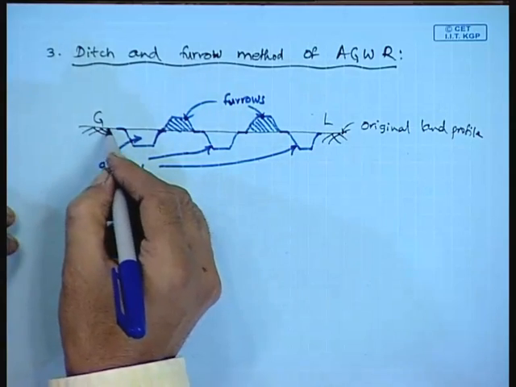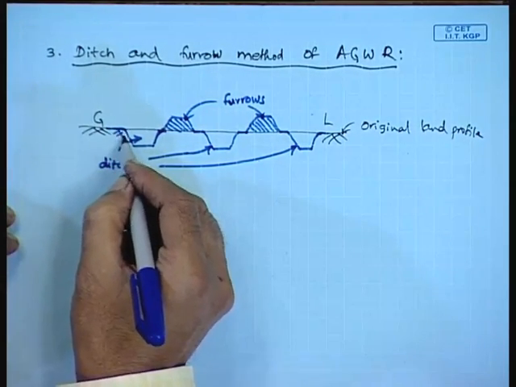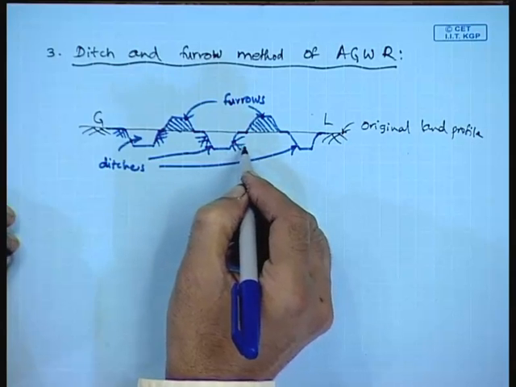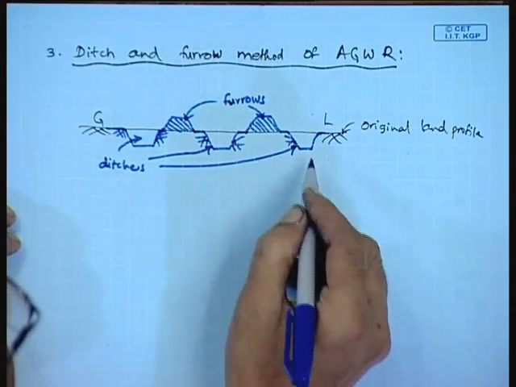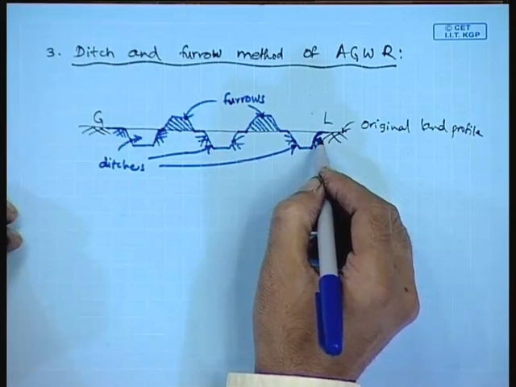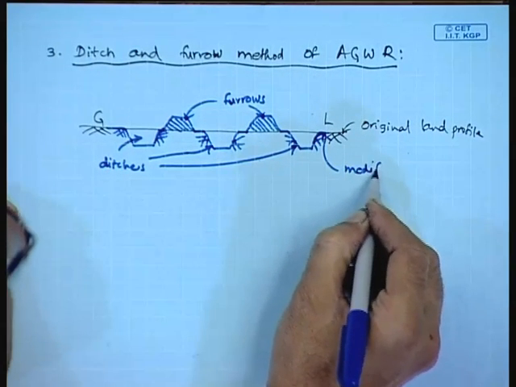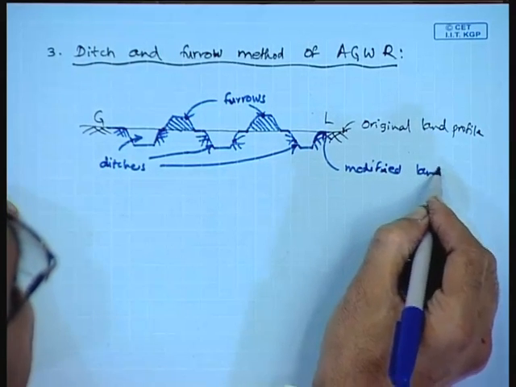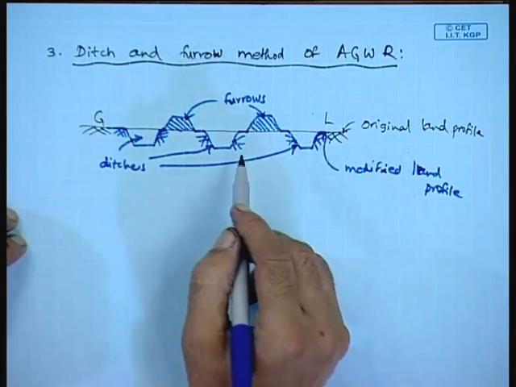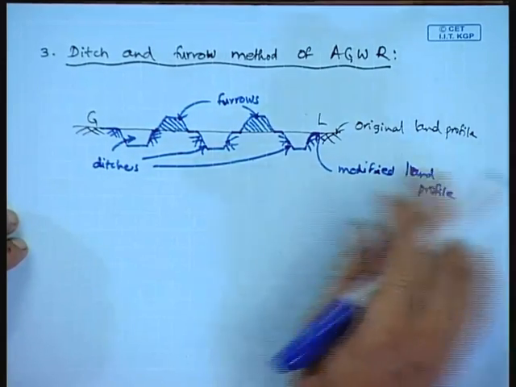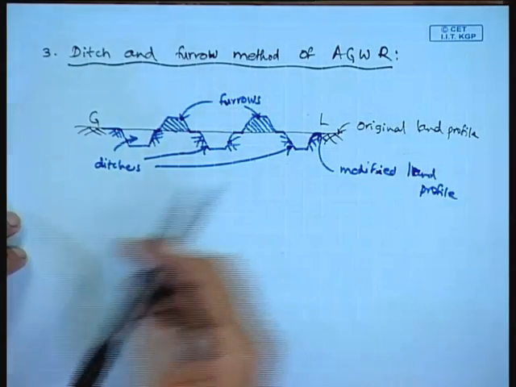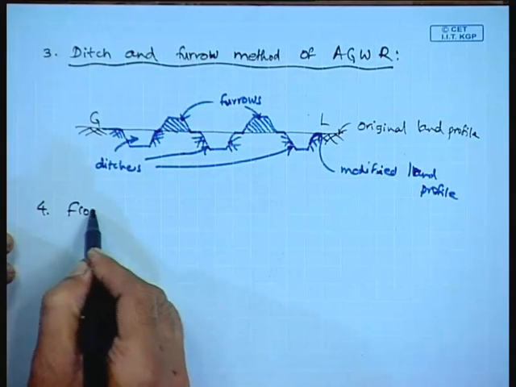So this is the modified land profile. By creating these ditches and furrows, we are going to increase the water retaining capacity, or water withholding capacity, which will eventually result in artificial groundwater recharge. So this is the third method, and the fourth one is the flooding method.